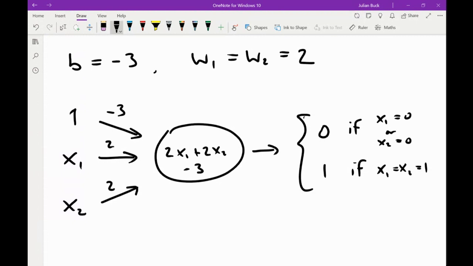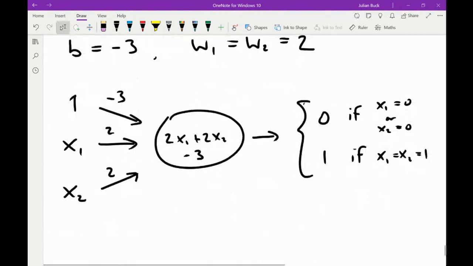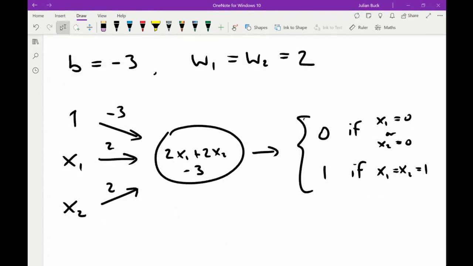Because if x1 and x2 are both 1, then the net input is 2 plus 2, 4, minus 3 is 1, which is positive. If either of them is 0, the net input is either -1 or -3. So -3 if both are 0, -1 if one of them is 0. In that case, the output will be 0. So this does exactly what we want. The net input is positive if and only if both of them are 1, and that is exactly how the AND logic function is supposed to work. So we've encoded this logic table into this perceptron.